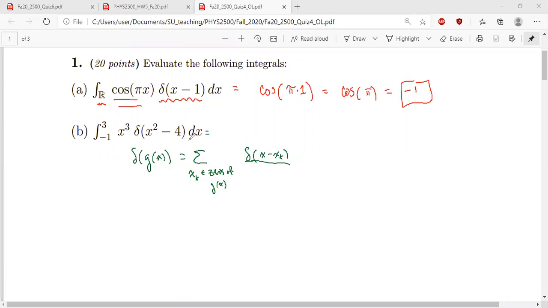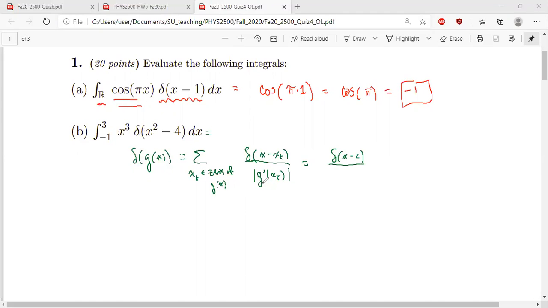But if you were to do this from first principles, or you did the homework, you would have realized that when we do the change of variables, what we end up with is an inverse factor of the derivative of the function itself evaluated at the zero. So for us, we got two zeros, one at plus 2 and one at minus 2. This would be delta of x minus 2.